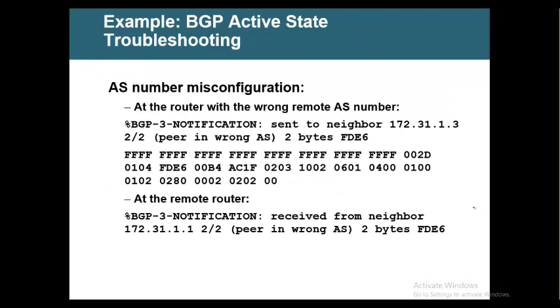Whenever you have an autonomous system number mismatch, you will find this type of Fs, many Fs, as logs appearing. When you see this type of logs appearing in the console, you need to be informed that it's a wrong AS problem. Fix the AS number correctly, then you will not get this error.